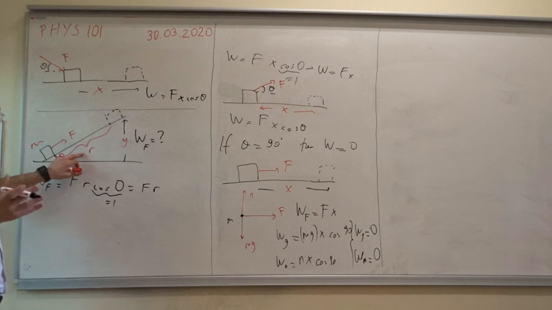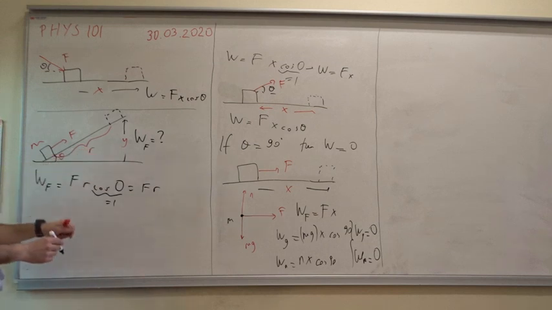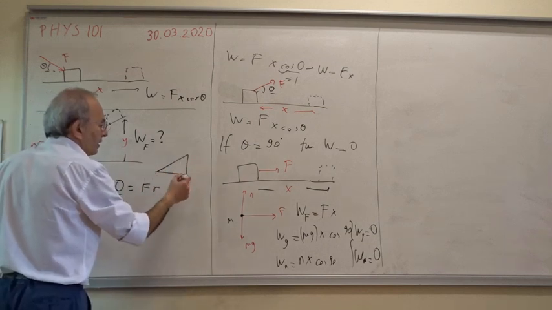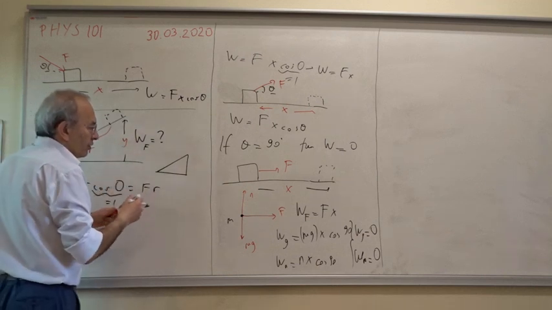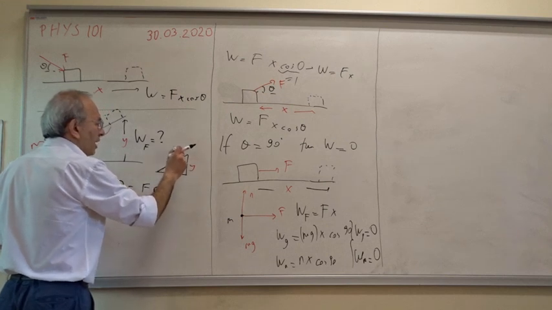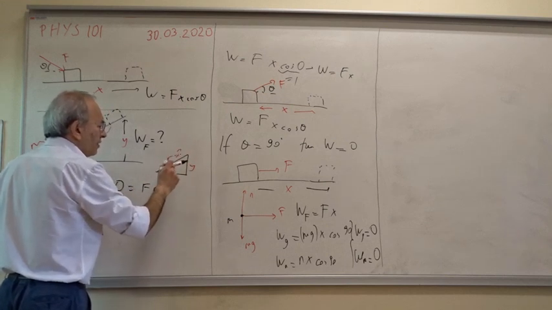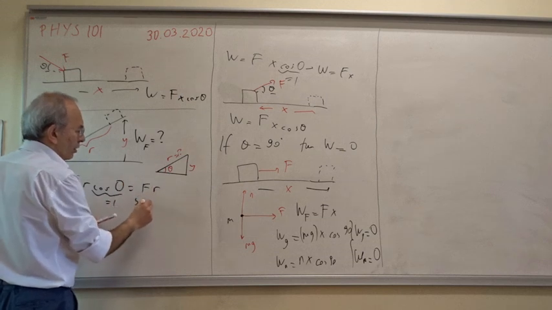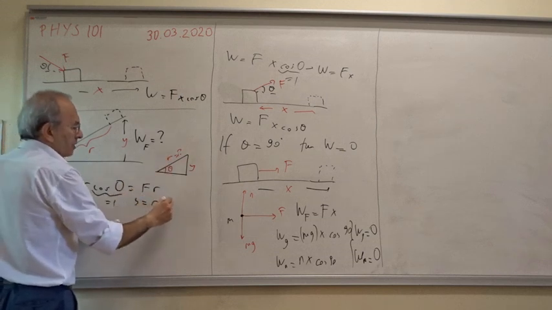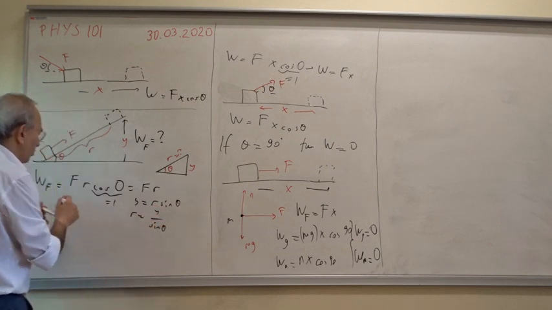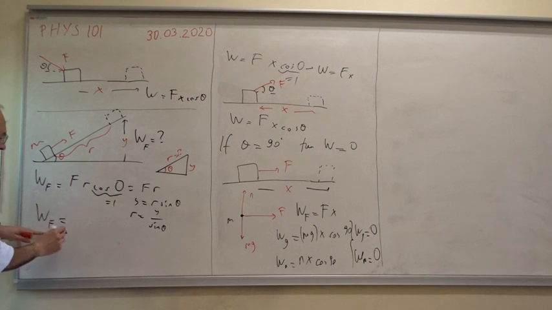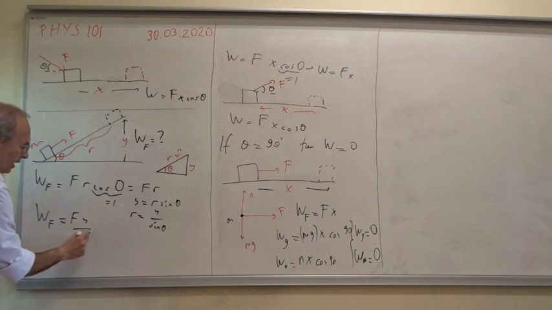But r is not given by the problem. It is y which is given. And from this triangle, we can express r in terms of height y. So this is height y, that is r, which is unknown. This angle is theta. So y is equal, very simply, to r times sine theta. So r can be written as y over sine theta. So in this case, the work done by our force is just F times r. What is r? It is y over sine theta.